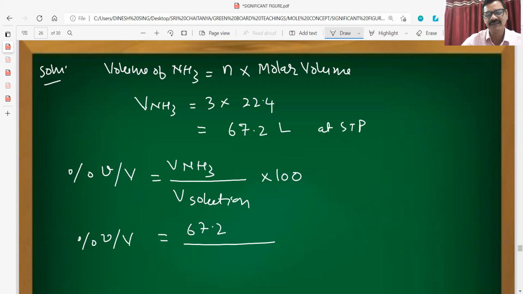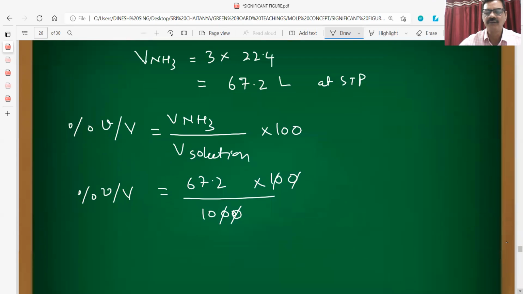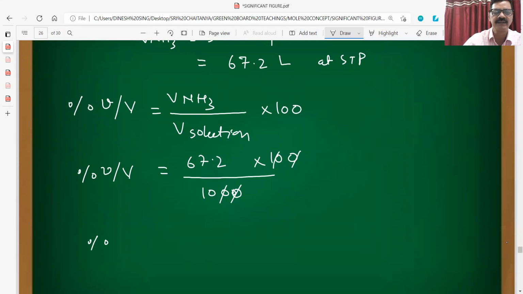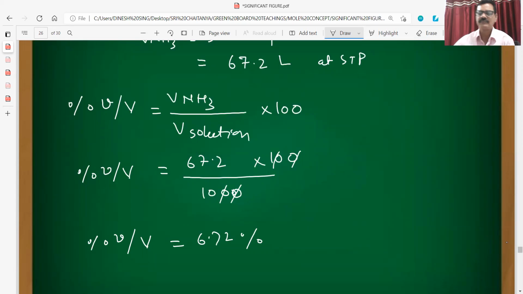67.2 divided by 1000 into 100,000 liter is the total volume. So this will be cancelled by this. So now we will get the quantity. The percent volume by volume will become equal to 67.2 divided by 10, which is 6.72%.